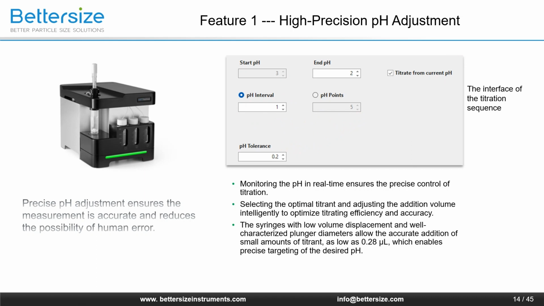During titration, the system monitors the pH in real time to ensure precise control of titration, and the system can select the optimal titrant and adjust the addition volume intelligently to optimize titrating efficiency and accuracy. So operators can prepare 2 or 3 acid or base titrants with different concentrations to provide options for the system. The syringes with low volume displacement and well-characterized plunger diameters allow the accurate addition of small amounts of titrants, as low as 0.28 microliter, which enables precise targeting of the desired pH.